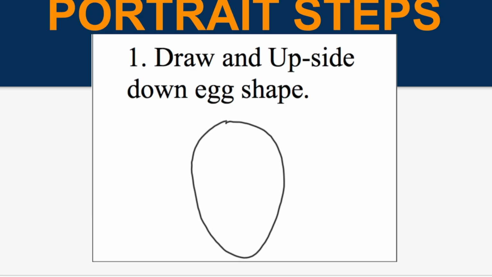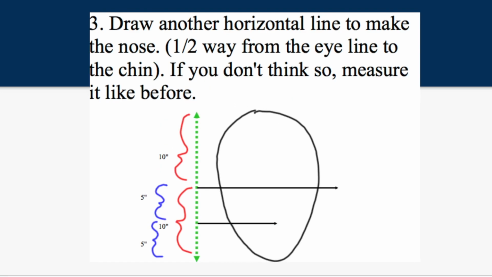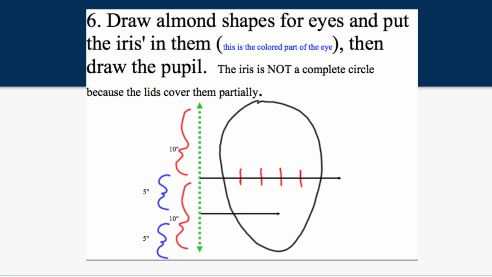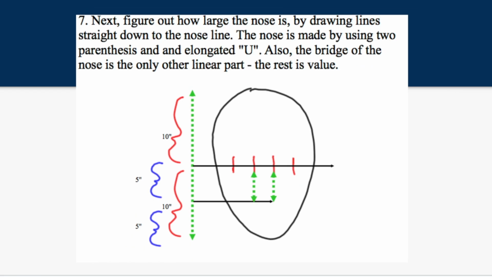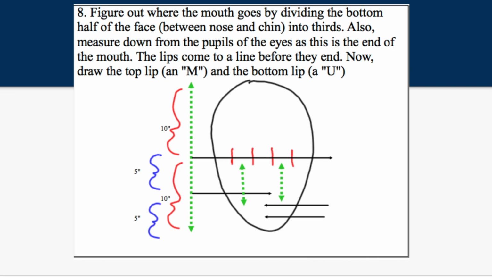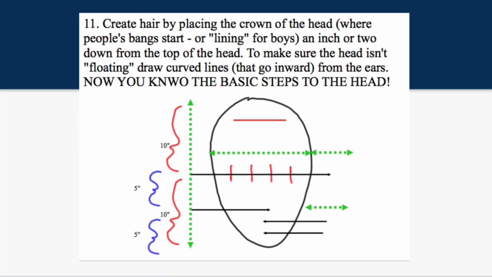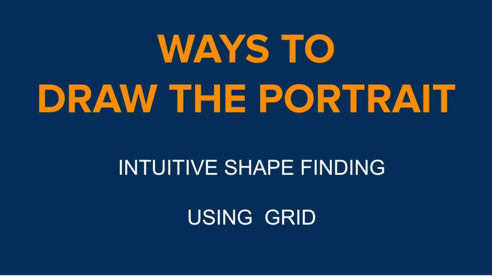There are some portrait steps that we could use to draw the portrait in our sketchbook. We are probably going to do this as we move on in class for today. I'm going through this very quickly right now. We'll go back to the slides in a moment to actually draw that in our sketchbooks. And you can see there's several different steps to draw all the different facial features. So there's a couple different ways that you can draw your portrait. You can either do an intuitive shape finding method or you can use a grid. And we're going to talk about both here quickly.